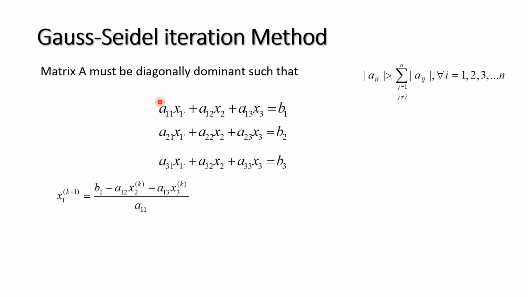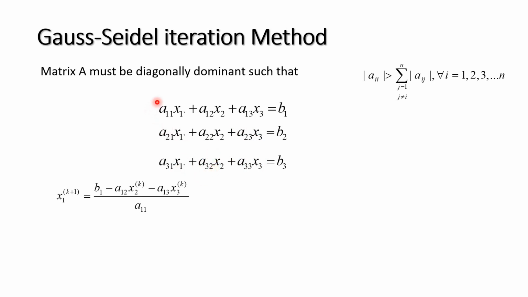You have to make sure modulus a11 is greater than modulus a12 plus modulus a13, and secondly, you have to make sure that modulus a22 is greater than the magnitude of a21 plus the magnitude of a23, and you have to make sure that the magnitude of a33 is greater than the magnitude of a31 plus the magnitude of a32.